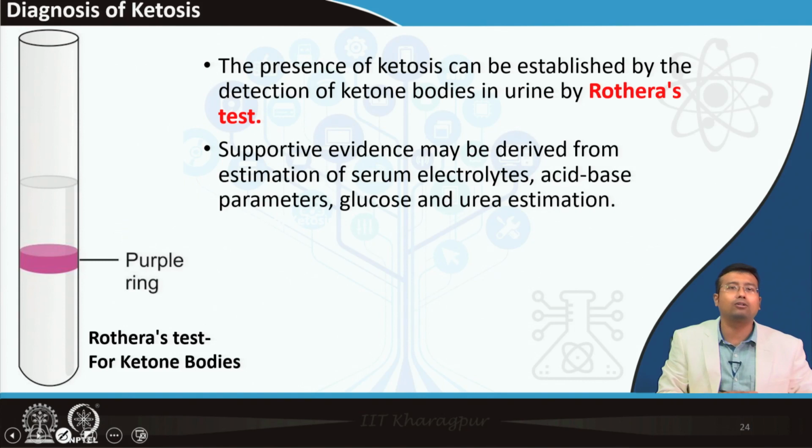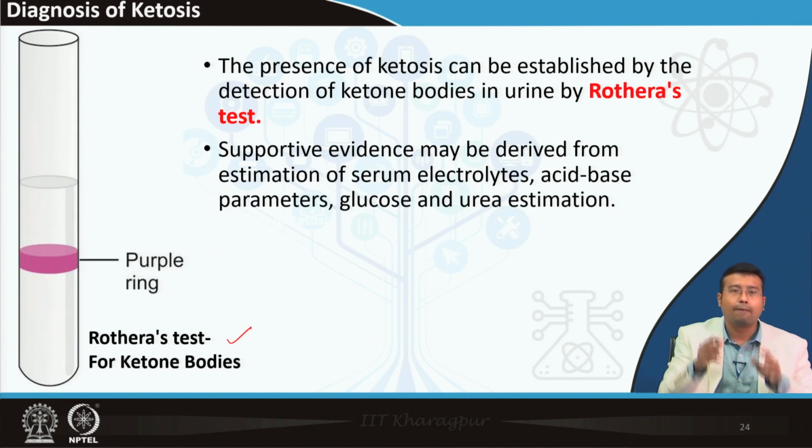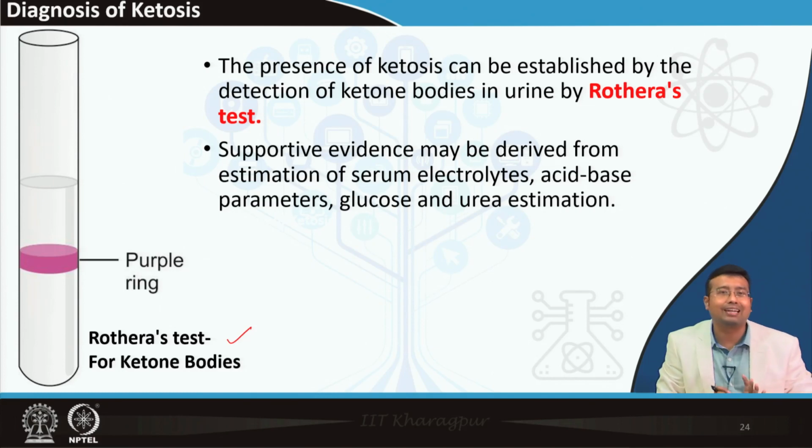So, how can we diagnose ketosis? Since acetone is very soluble in water, ketone body comes out in urine, and ketone body in urine is diagnosed by a test, that is Rothera's test. I am not going into the detail of how Rothera's test is performed, but when Rothera's test is positive, a pink ring or purple colored ring will be formed in the test tube at the junction of two liquids.